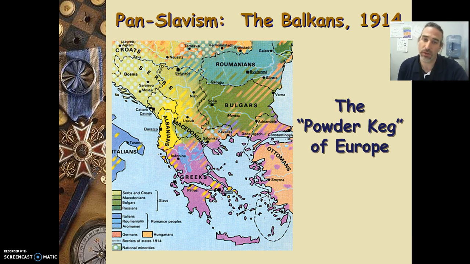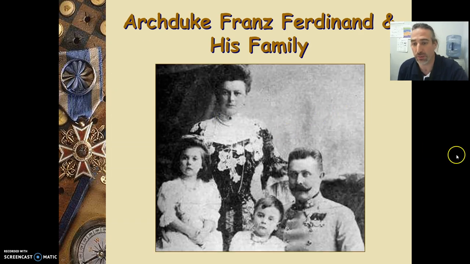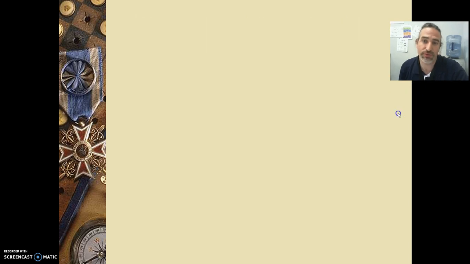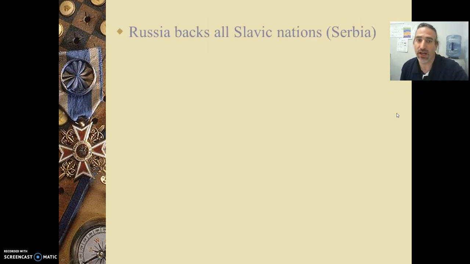And so all these people are living together, and it leads to nationalistic problems, because if you're Italian in this area, you think Italy's better than everybody else, and if you're German in this area, you think that Germany's better than everybody else. Well, that area is under the control of Austria-Hungary, and here's Archduke Franz Ferdinand and his family. He's second in command. He's the vice president, if you want to say it that way, of Austria-Hungary, and he goes and visits this area.